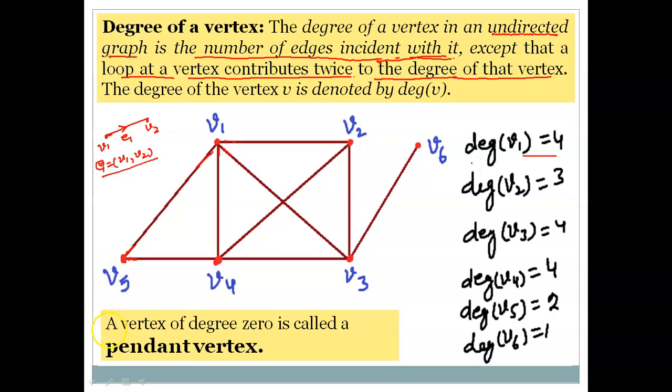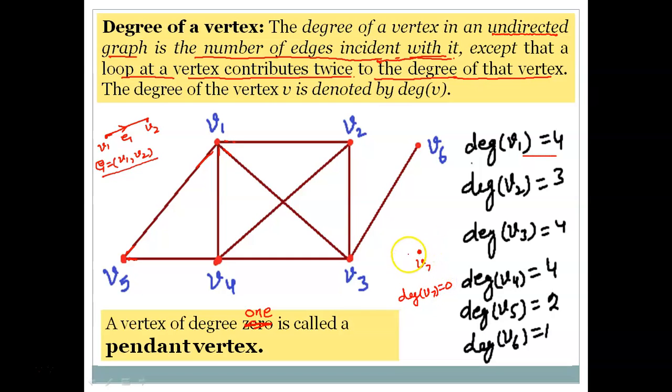So now see this definition. A vertex of degree 1 is called a pendant vertex. But we can also have a vertex of degree 0. Suppose I add another vertex V7 here, then you can see this vertex has no edge incident upon it. So degree of V7 in this situation is 0.